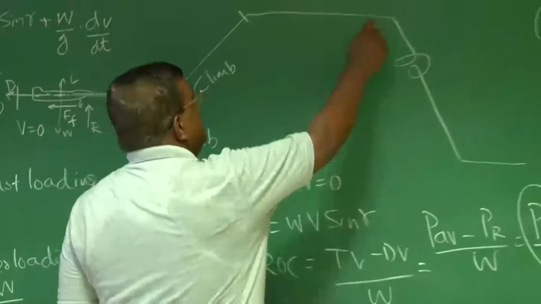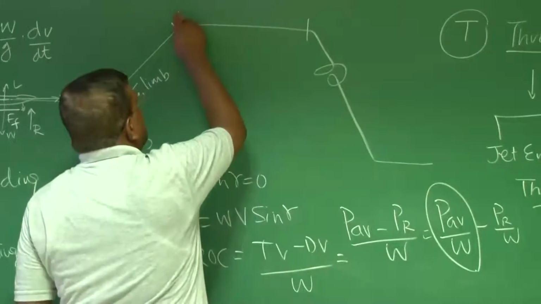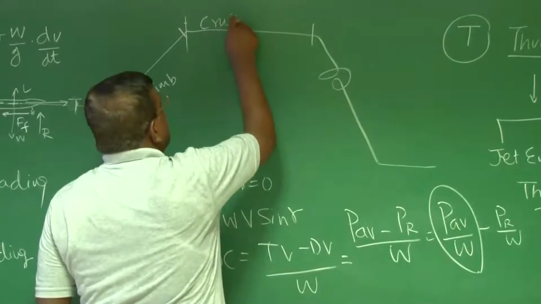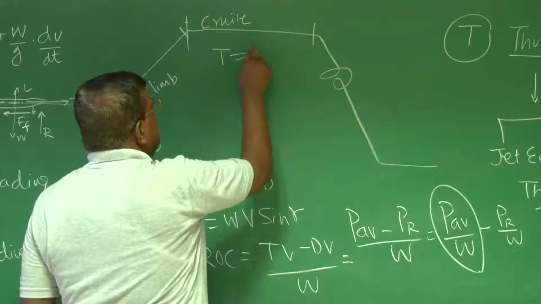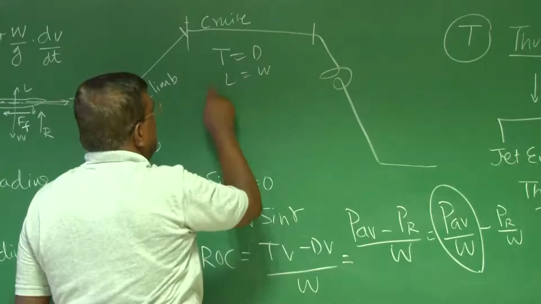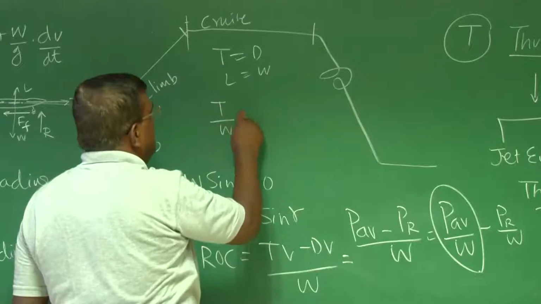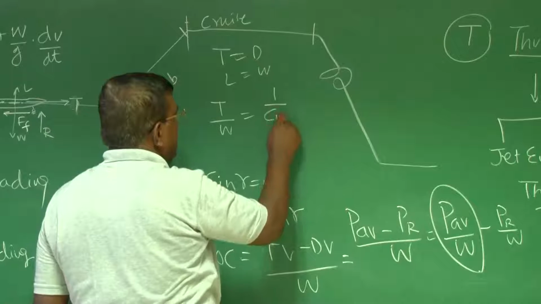Now we are coming to cruise. In cruise, you know, thrust equals drag, lift equals weight. So T/W is 1 by CL by CD.